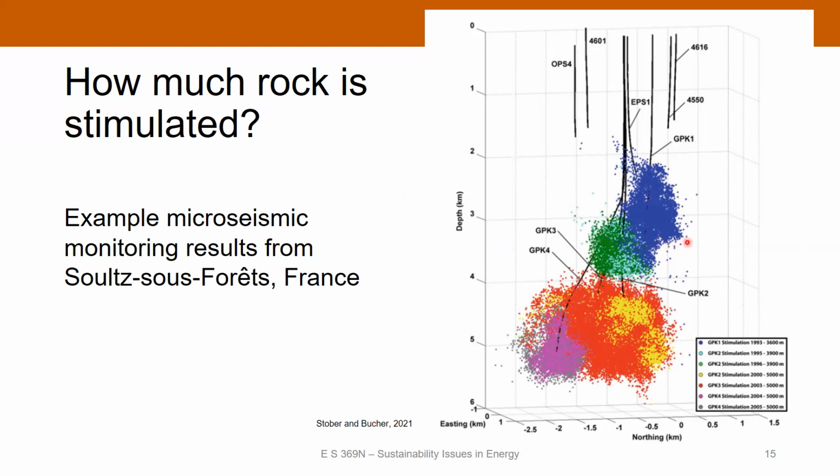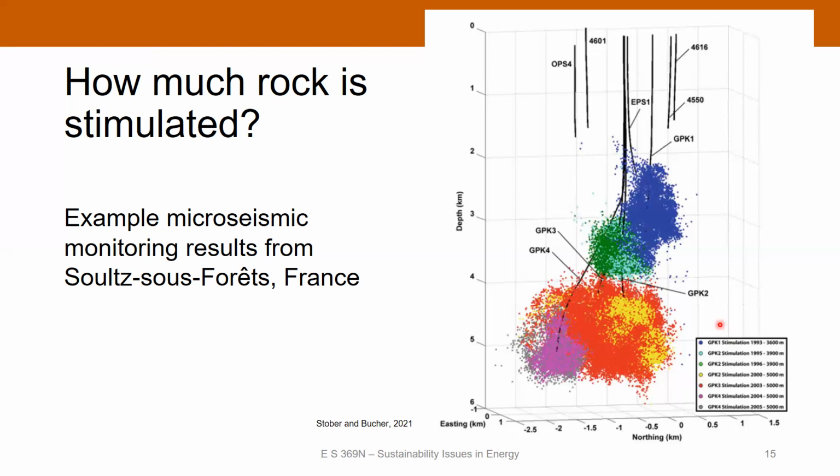And you can locate those events in space, and you can see that this depth axis, this is in kilometers. So are the northing and easting axes. So you can see you get many cubic kilometers of rock stimulated. So you can get very large fracture fields that contribute a lot of flow to the well.